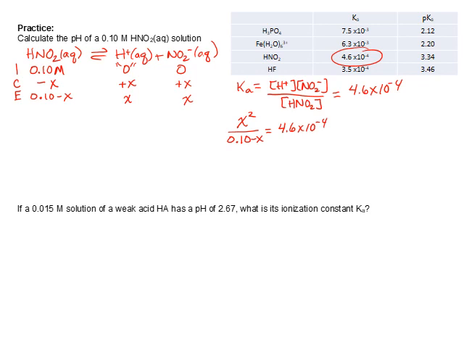We could use the quadratic equation to solve this equation for X. However, since we notice that our Ka value is pretty small, it might be a good idea to assume that our X is small. And again, this will simplify the math.